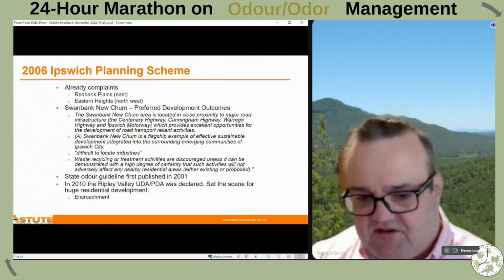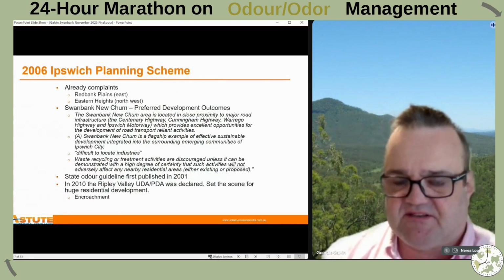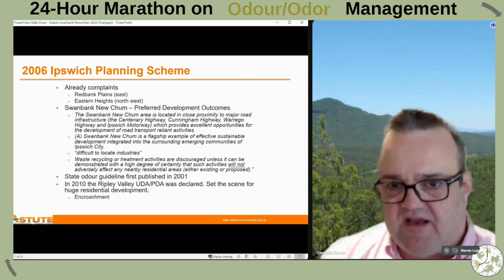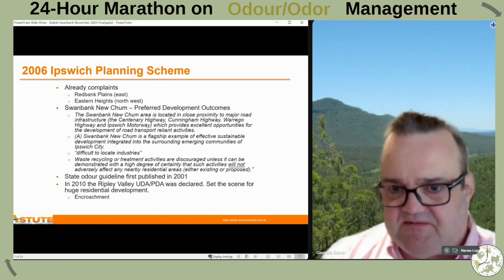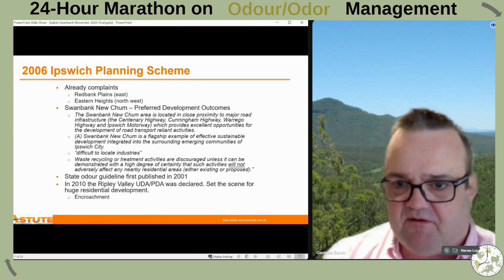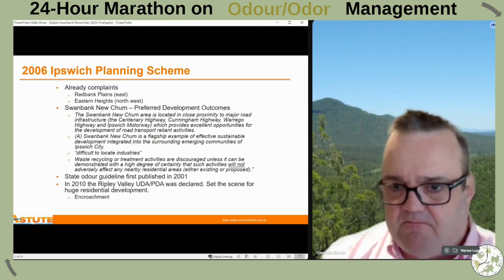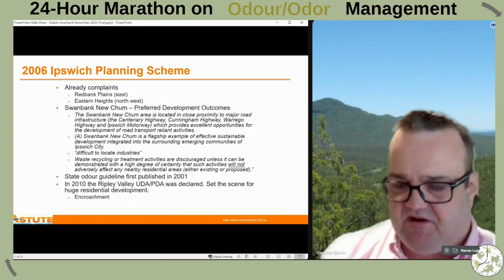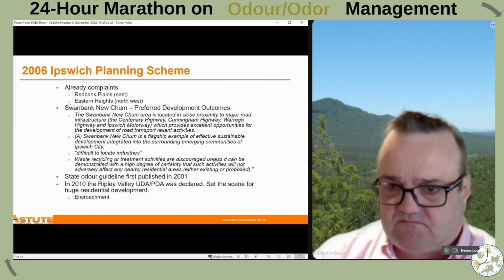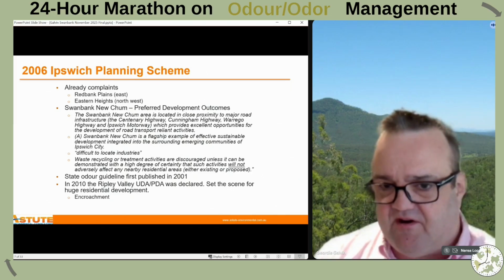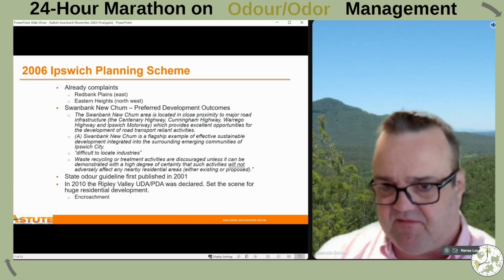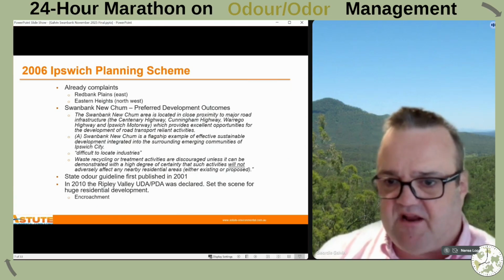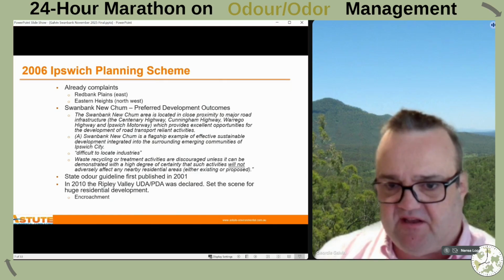So where all this kicks off is formally in 2006, the local council, so our local area authority, created a new planning scheme, and that planning scheme set up the Swanbank New Chum Preferred Development Area. And it was located in close proximity to highways, so that was seen as a benefit. And it was classified, and I'm quoting from the planning scheme, as a flagship example of effective sustainable development integrated into surrounding emerging communities of Ipswich City.